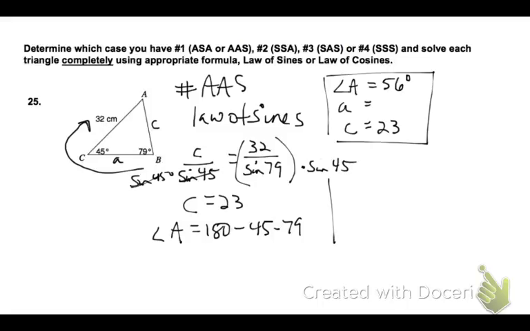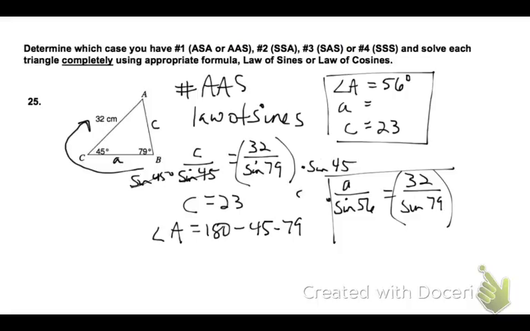All right, now we're ready to find side A. So we'll say side A, and we'll put that over the sine of angle A, which we know now. And then let's set that equal to that side and angle that we were originally given. Then we can take 32 divided by the sine of 79, and then multiply it by the sine of 56. And so side A will be 27, rounded to ones place.